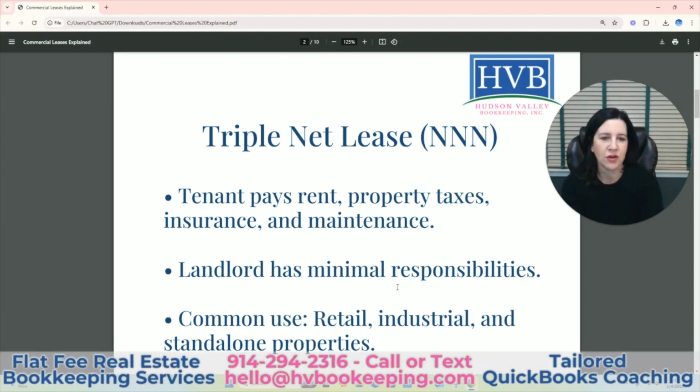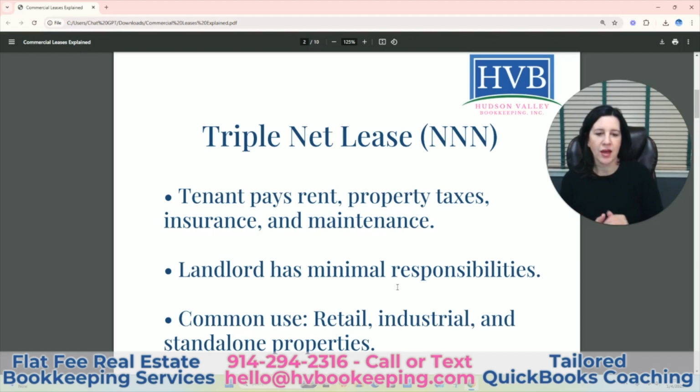So that also means there's a thing called a proportionate share. And that is, if you're the person leasing the space, and your space is 30% of the entire building, you're going to pay 30% of the property taxes, 30% of the insurance, and 30% of the maintenance fees.